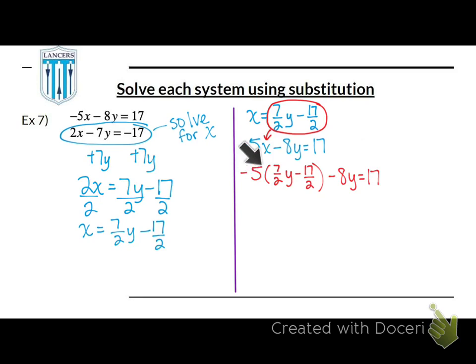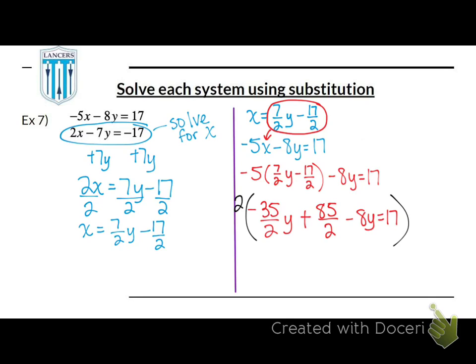This negative 5 should just get multiplied to the number in the top. So it should be negative 35 over 2y. A negative times a negative makes that plus 85 over 2 minus 8y equals 17. Here's where we get rid of the fraction. We're going to go ahead and multiply the whole thing, everything on both sides, by a 2 to get rid of that denominator.